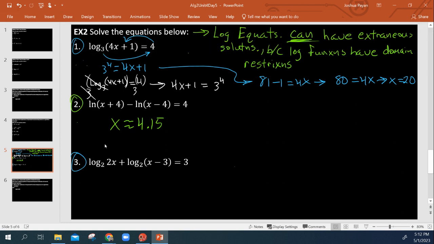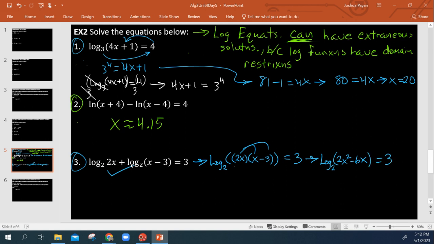We see something similar. We have log base 2, log base 2. They match. This plus sign means we can utilize the product law. So I can combine these two into a single logarithm, namely log base 2 of 2x multiplied by x minus 3 is equal to 3. Of course, I can distribute this 2x into here. So now I've got log base 2 of 2x squared minus 6x is equal to 3.